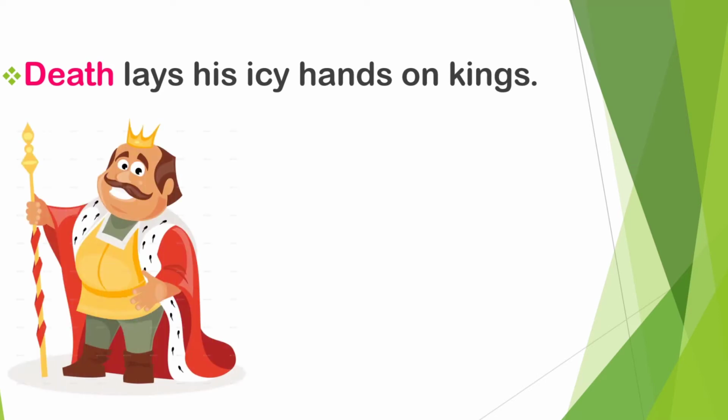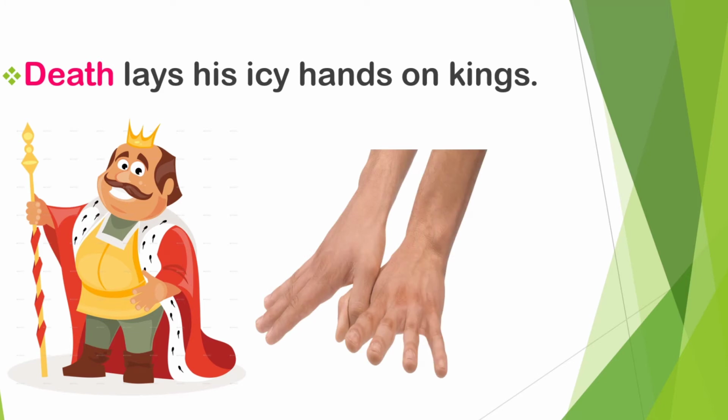What's the meaning of this line? Even kings cannot escape from death. Here death is described as a person laying his hands on kings. Death, you know that it's an abstract noun, but it is treated as a human being laying his hands on kings. So this is again an example for personification.